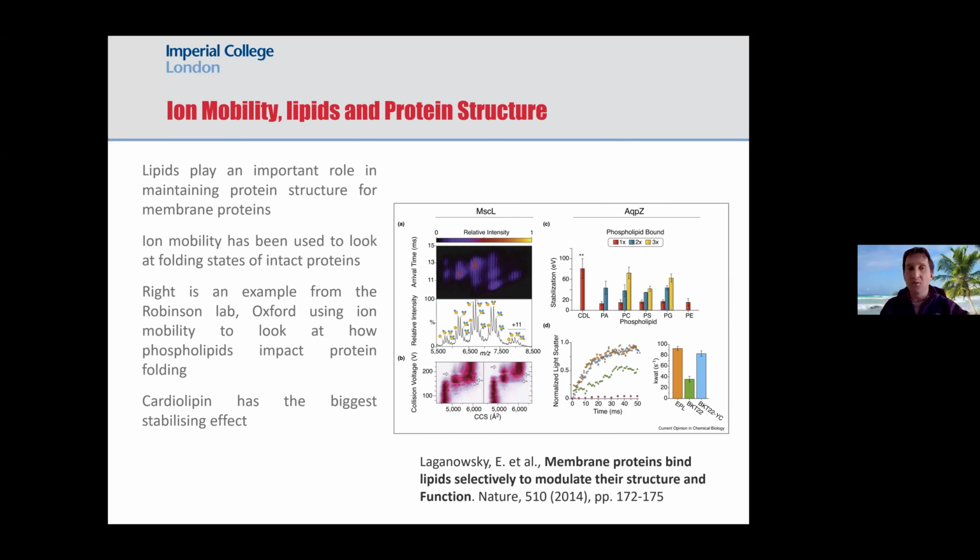I'm a bit surprised we don't see more of this in the field in terms of rationalizing why we see particular lipid species alongside particular protein species.